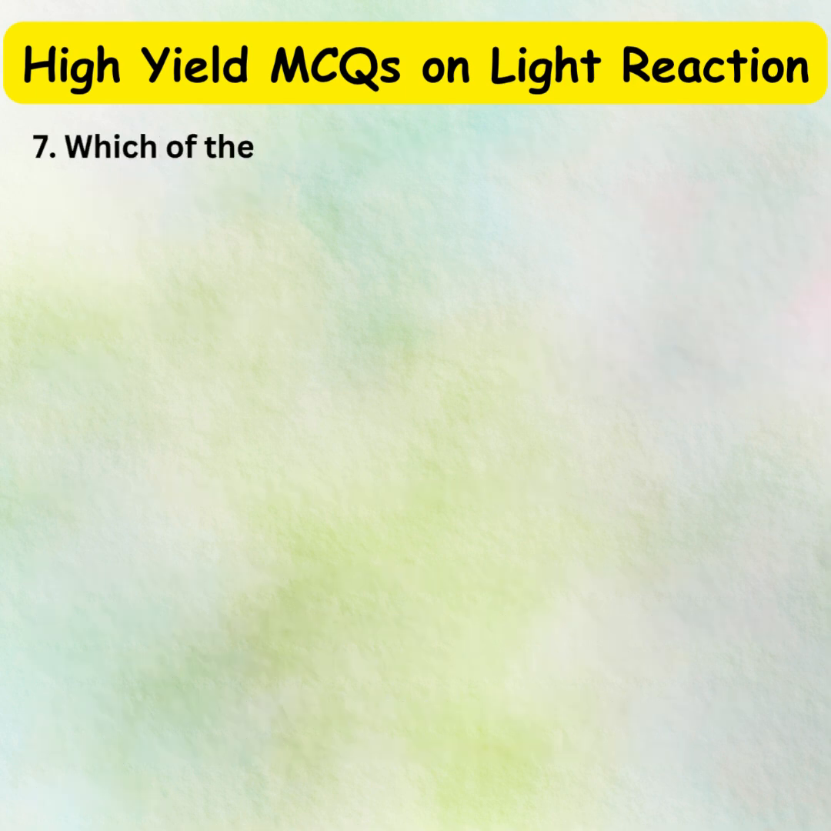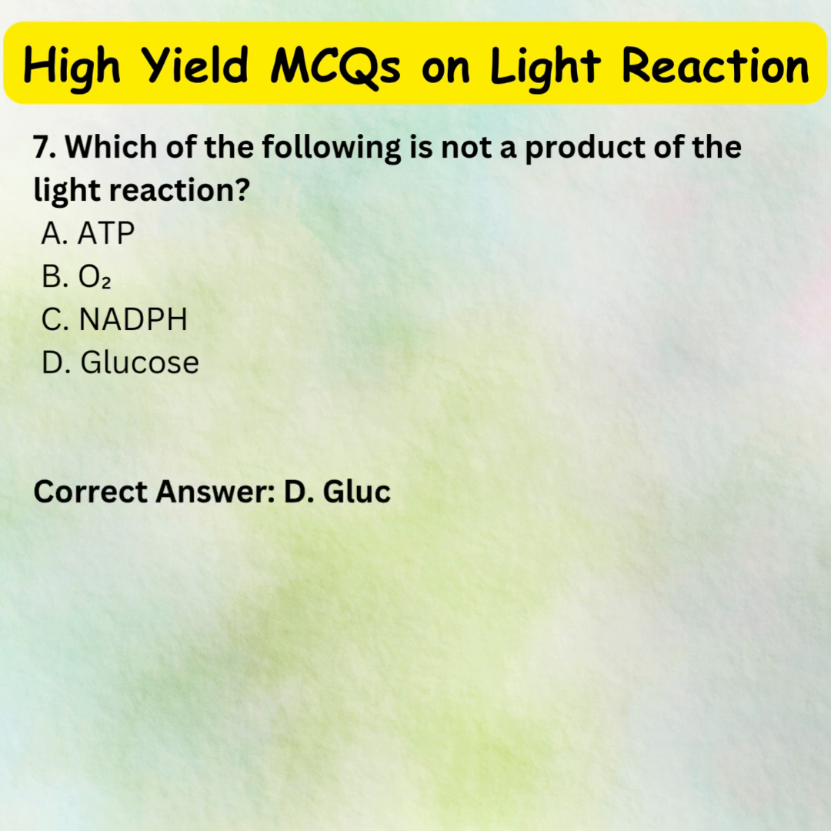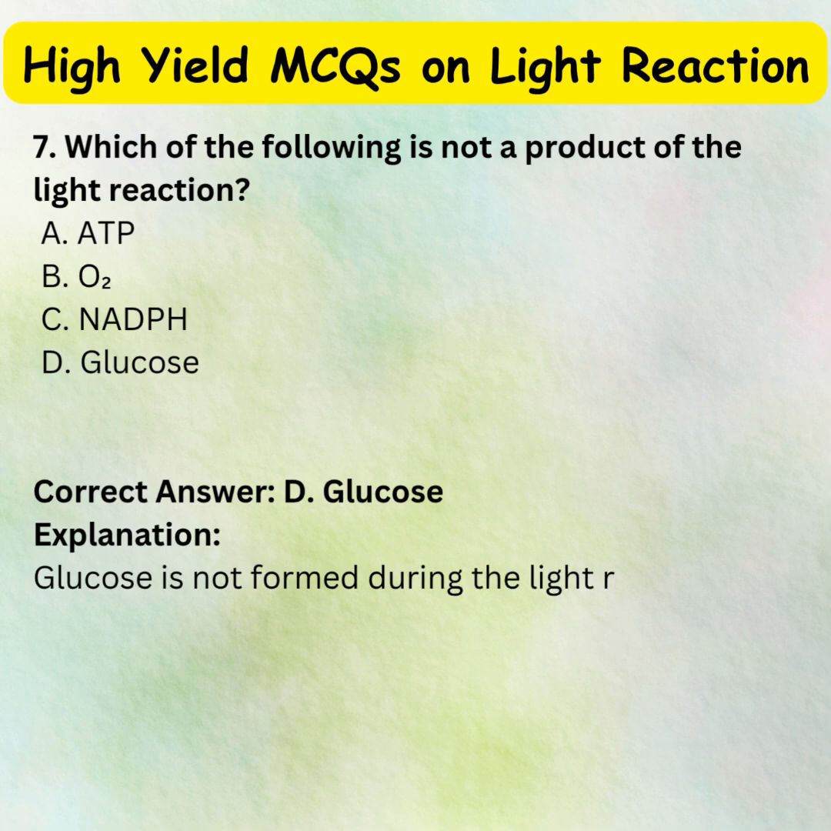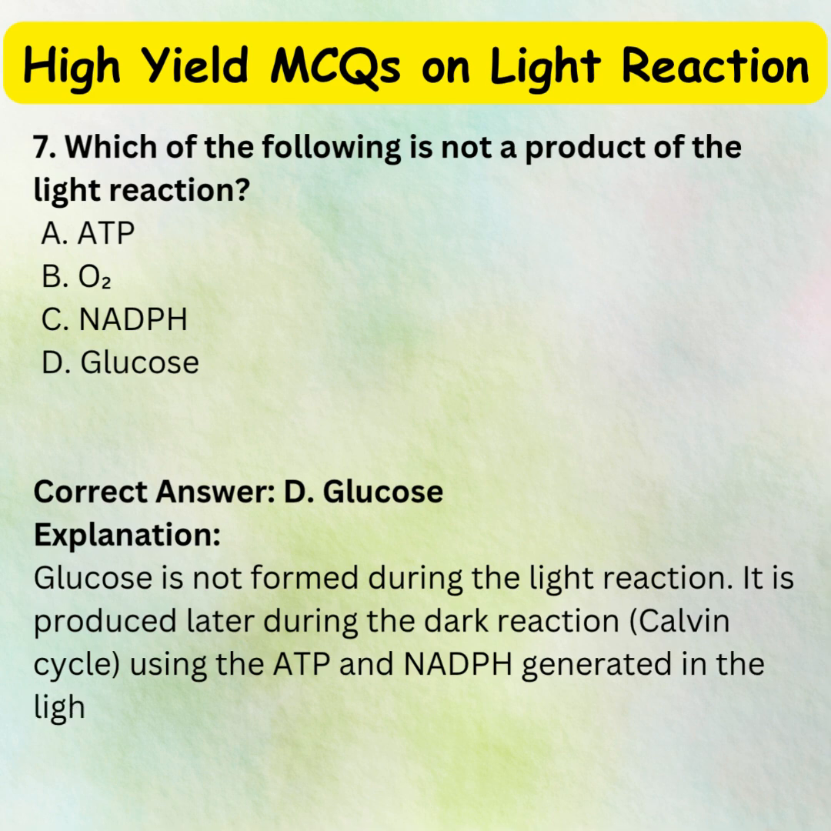Question 7. Which of the following is not a product of the light reaction? A. ATP, B. Oxygen, C. NADPH, D. Glucose. Correct answer is option D, glucose. Glucose is not formed during the light reaction. It is produced later, during the dark reaction, using the ATP and NADPH generated in the light reaction.